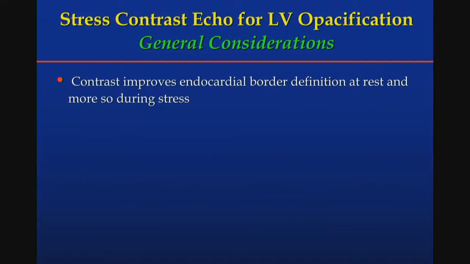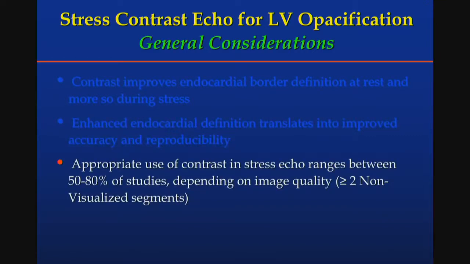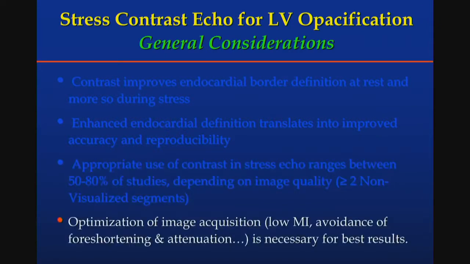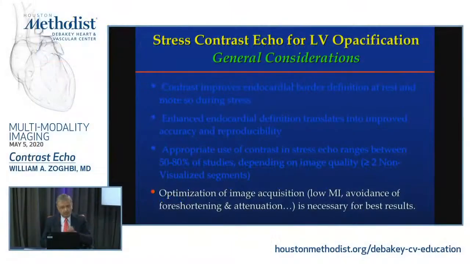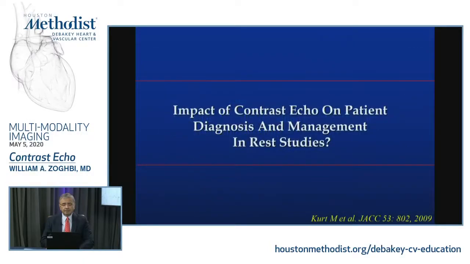So contrast in stress improves endocardial visualization, accuracy, and reproducibility. In our experience, the utilization should be between 50 and 80%, depending on the population. Mostly it's: are you going to get good images when you stress this individual? You make that determination on the rest image, and you have to reposition your transducer to get the best images going forward.